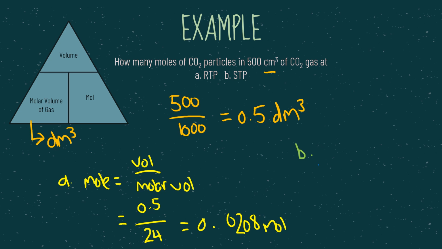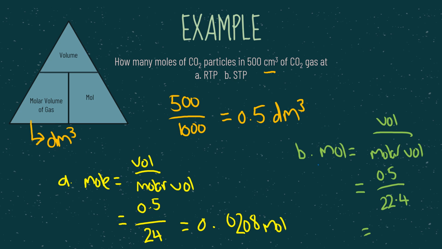Okay, now we look at STP. For STP, same thing, mole equals volume over molar volume. So for STP, the molar volume is 22.4, and this will give us a value of 0.0223 mole. And that's how we find the number of moles in gas.